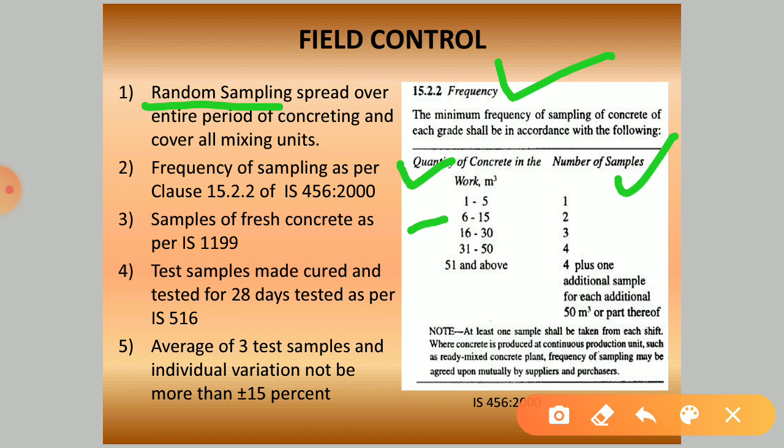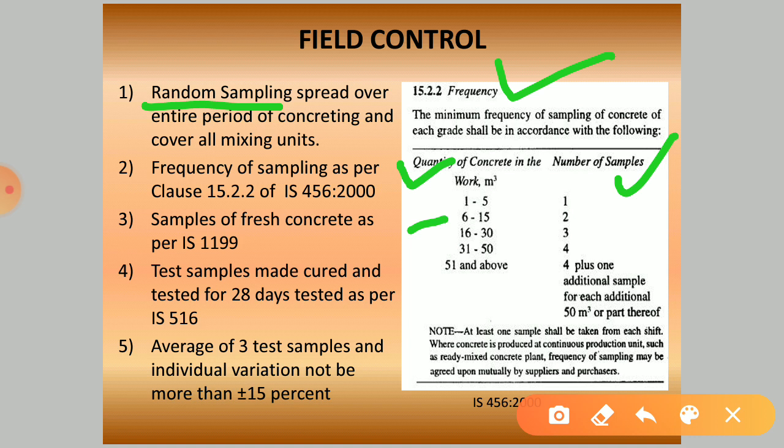31 to 50 meter cube of concrete work, you have to take 4 samples. 51 meter cube and above means huge work, you have to take 4 plus 1 additional sample for each additional 50 meter cube. There is one note also: at least one sample for each shift. The minimum criterion is that you have to take at least one sample.